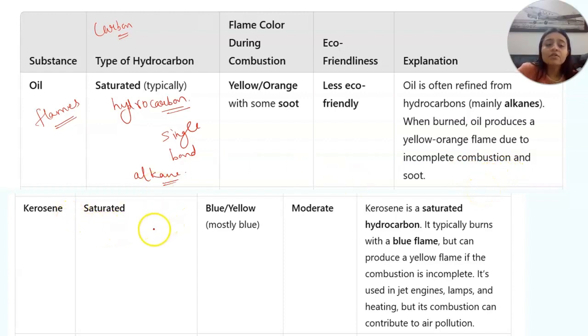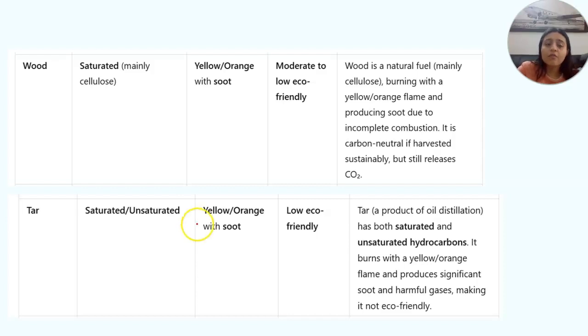Likewise, kerosene is a saturated hydrocarbon, still it gives out a blue-yellow flame, but its combustion gives out a blue flame, so it's eco-friendly, right? It's a saturated hydrocarbon. Now when we talk about wood, it's moderate to low eco-friendly. It gives out a yellow-orange flame with soot. So it is sustainable, but it is new.